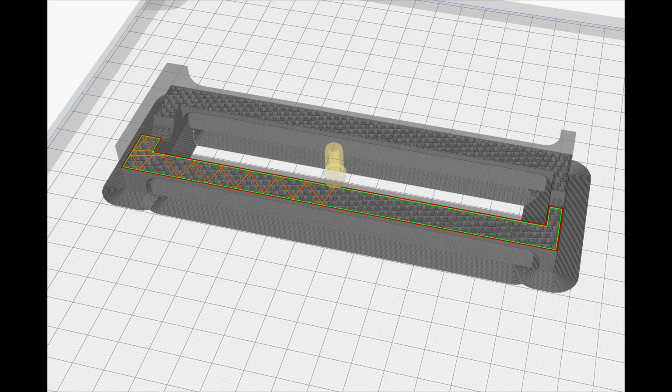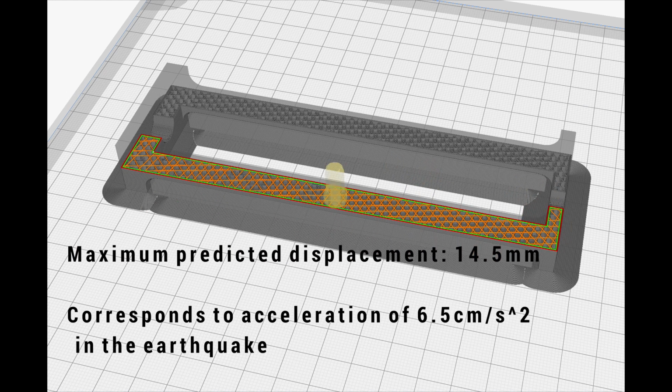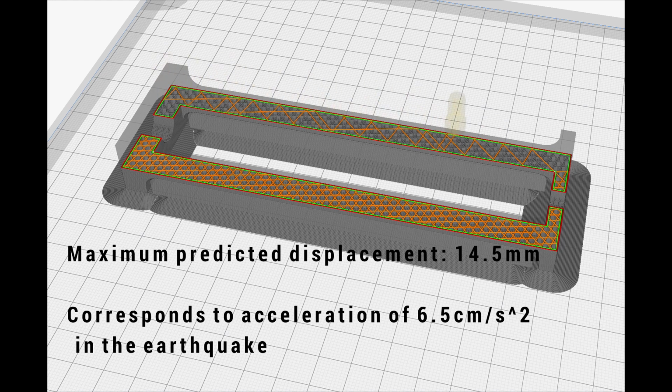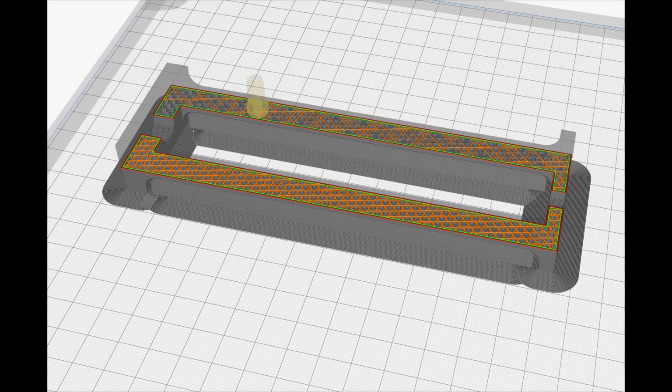Using the most significant 4 seconds of the acceleration record from the Peru earthquake, the maximum predicted displacement is approximately 14.5 millimeters, which occurs 0.5 seconds into the 4-second period and corresponds to the largest single acceleration of 6.5 centimeters per second squared at 63.5 seconds in the earthquake acceleration spectra.